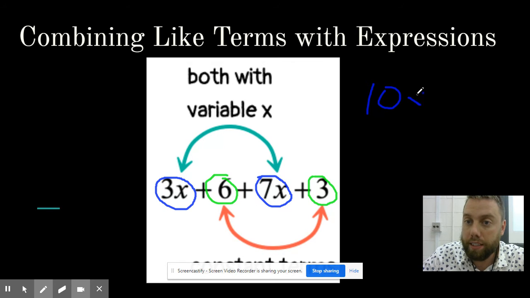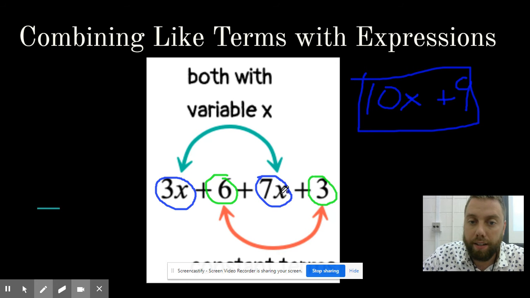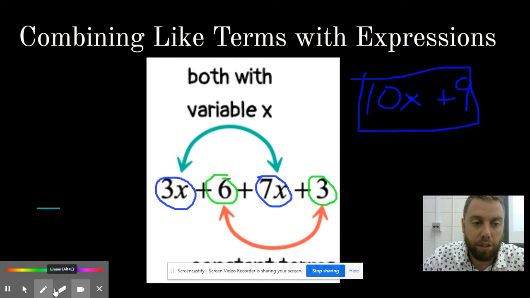7x plus 3x is 10x. 6 plus 3 is 9. And we have combined the like terms. The two constants here and the 7x and 3x combined to simplify the expression.